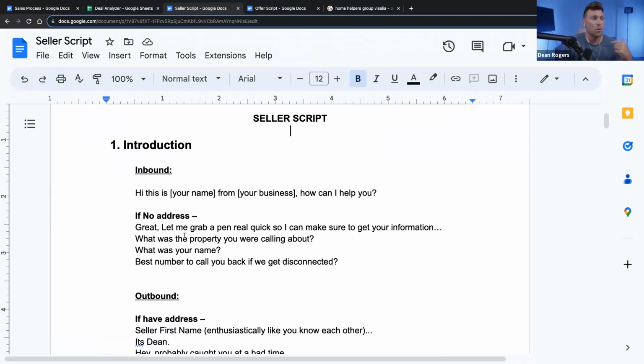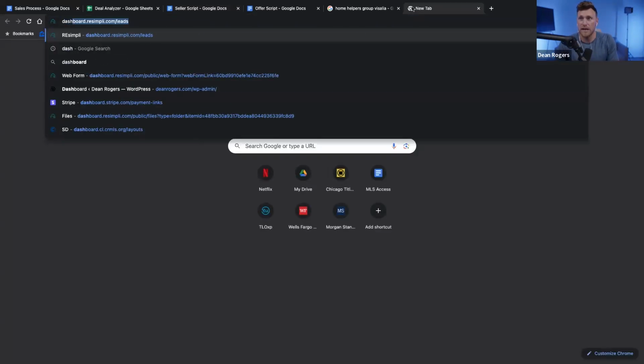Why? Because I want to immediately pull up REsimpli. I want to create a new lead and I want to enter in the address, their phone number, so it syncs up when the call's done, and their name. And I want to start entering in my notes from the call right there. Why would I do it any other way? Right? You're kind of nuts if you do it any other way.